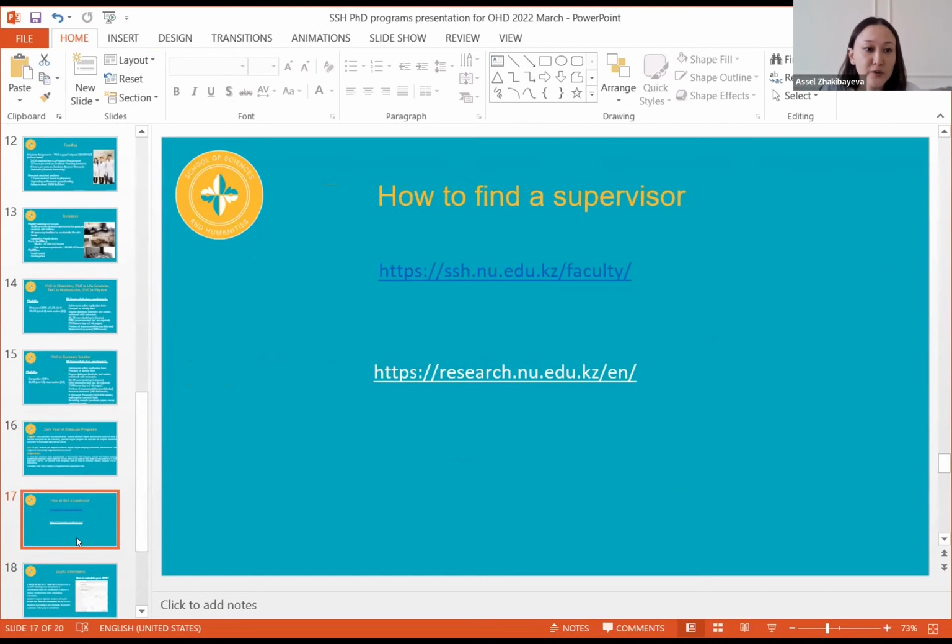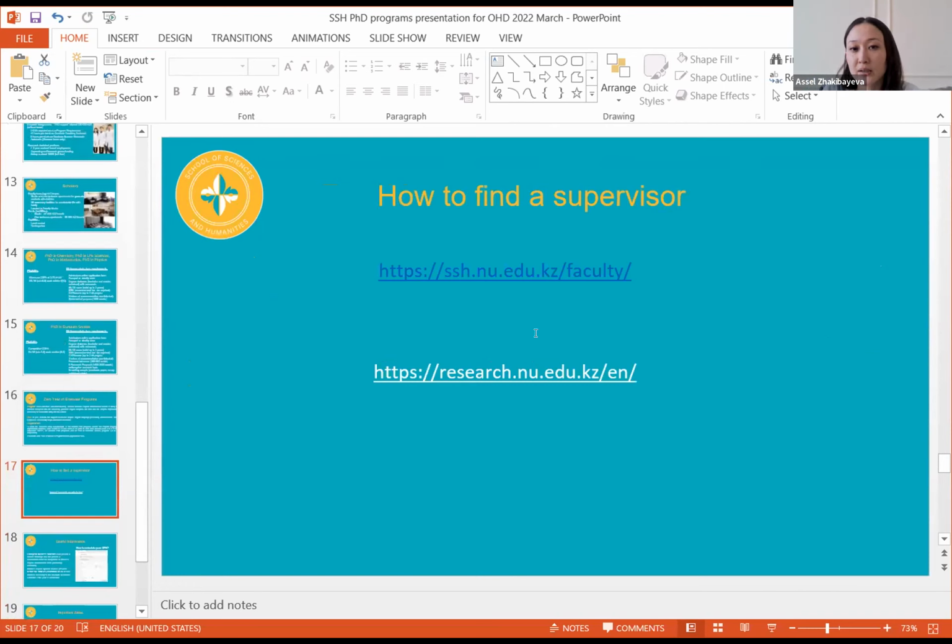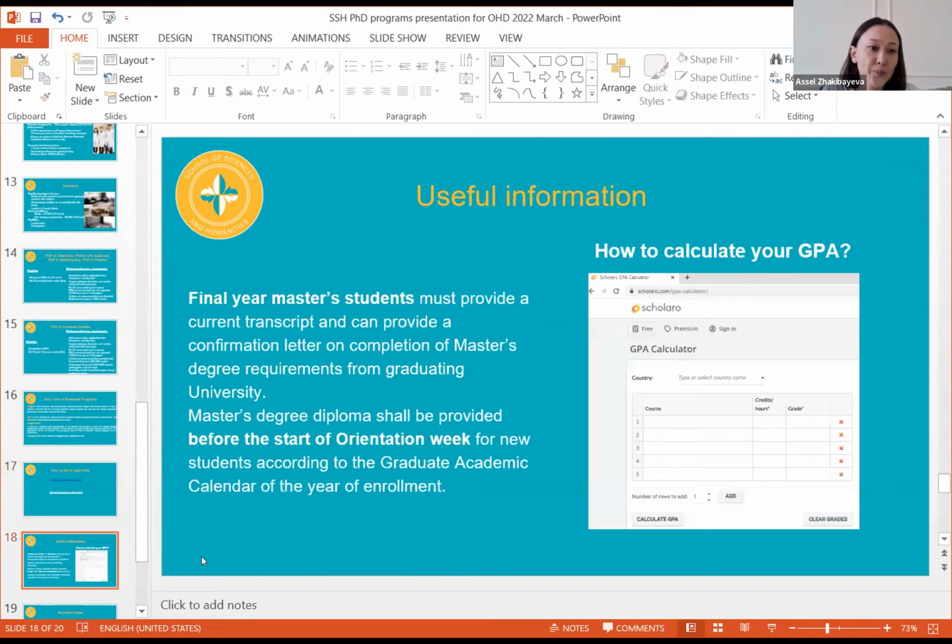Also, as told before, we have the links where to go to find your supervisor and to find your research area. These are 2 sites where you can go and see.